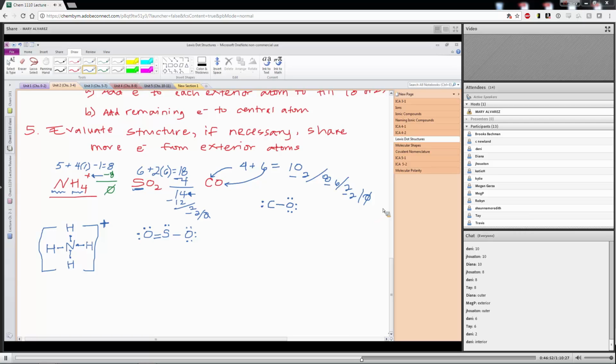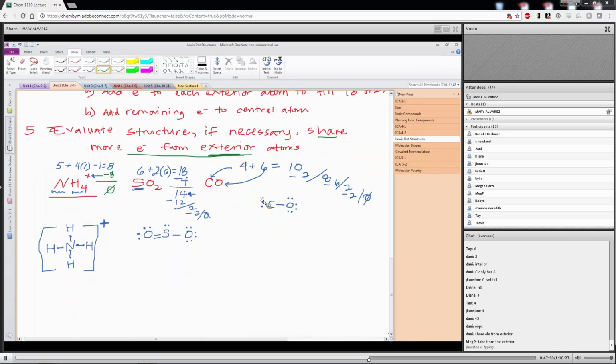Step 5 says evaluate. What do you guys think? Does everybody have a full shell? No, C is not full. Okay, what do we need? How many more electrons does carbon need, does it look like? Okay, well, it needs some more. What do we do if we don't have enough? What do the rules say? Share electrons from exterior atoms. Oh, look, it's even right here. If necessary, share more electrons from exterior atoms.